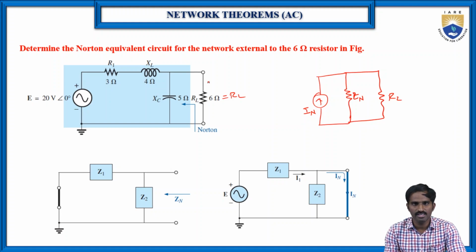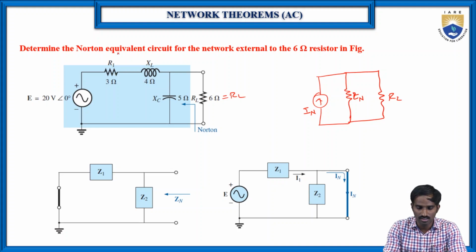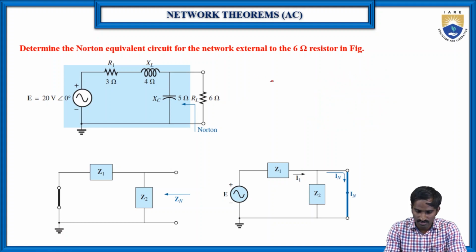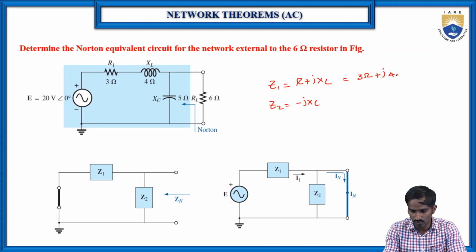Here all the resistors and reactances are replaced with impedances. So Z1 is equal to R1 plus JXL, and Z2 is equal to minus JXC, which is nothing but R equal to 3 ohms plus JXL equal to J4 ohms, and similarly XC is equal to minus J5 ohms.